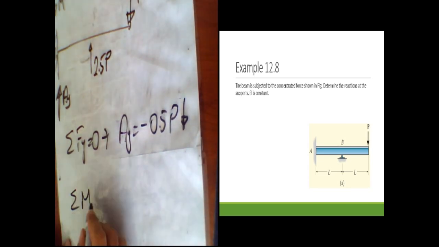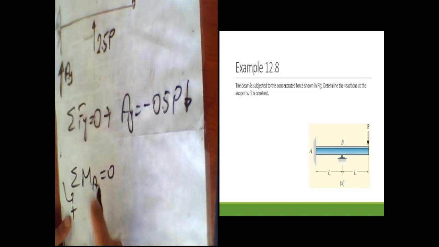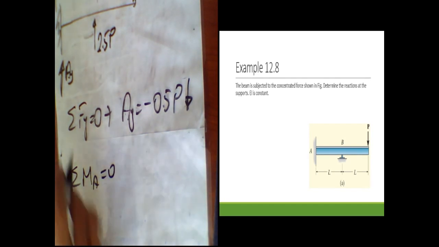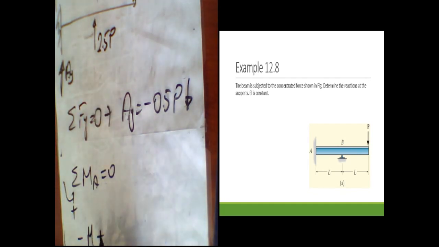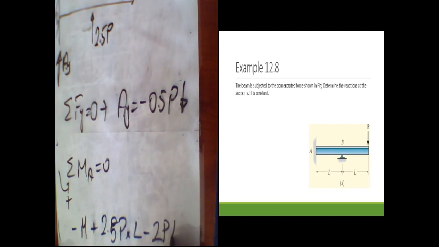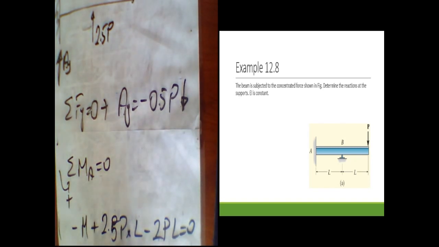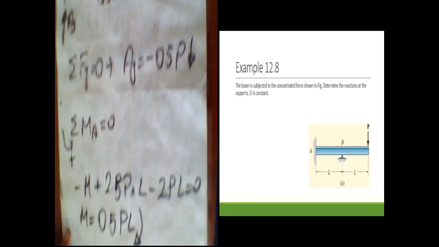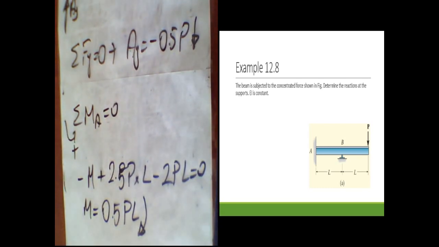Also sigma moment about A, if I take counterclockwise, is equal to 0. This is minus M_A plus 2.5P times L minus 2PL is equal to 0, and the moment is equal to 0.5PL, in the clockwise direction. So my assumption is correct, and this is the result.